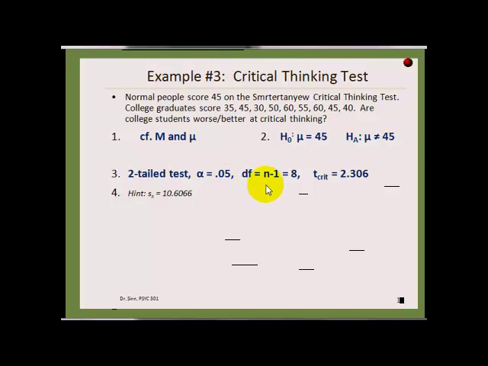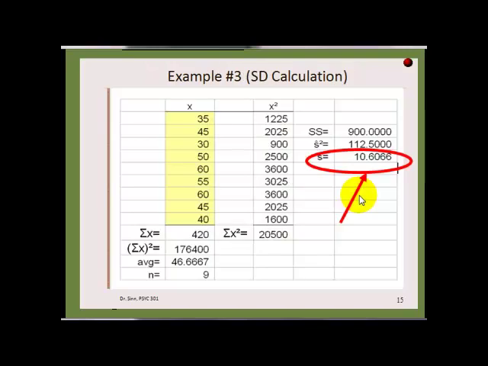Degrees of freedom is just n minus 1. We got 9 participants, so 9 minus 1 is 8. And then we have to look up that t-critical value in the back. This is the one we had before, right? Because, again, we have 8 degrees of freedom, so we'd get the same t-critical value.